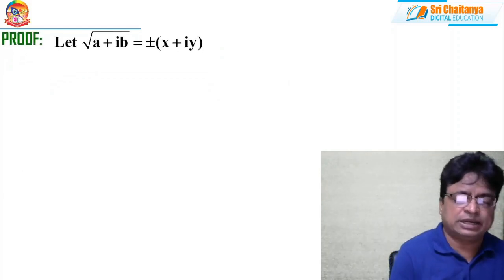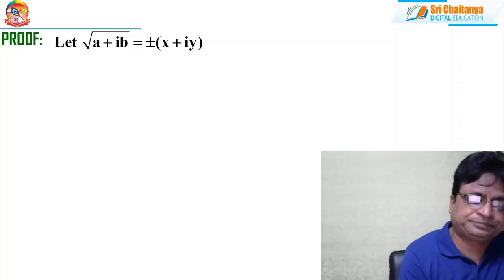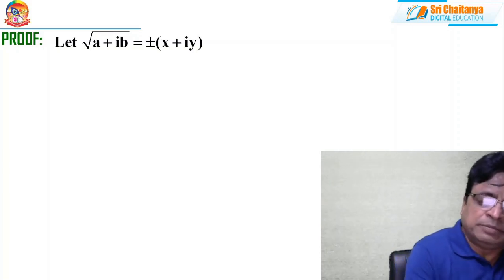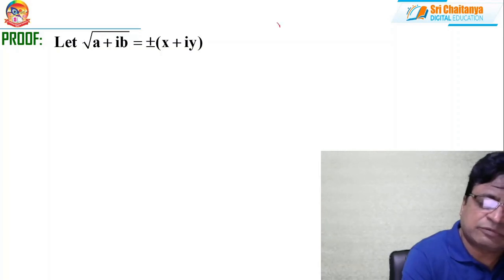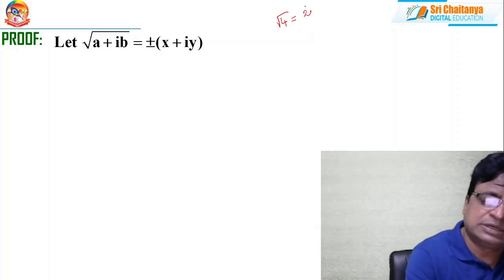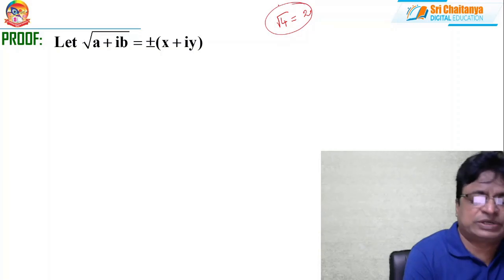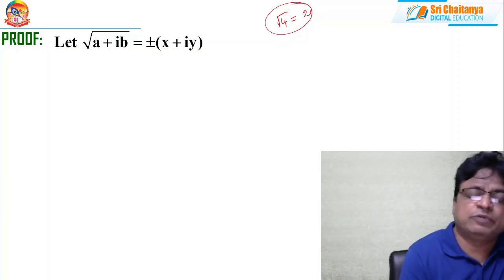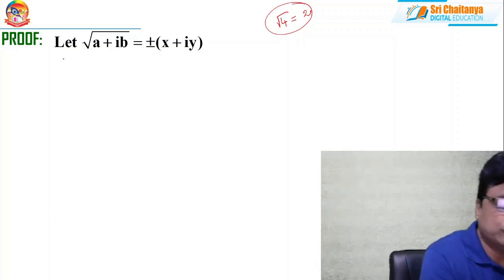First you take square root of a plus ib is equal to plus or minus (x plus iy). Because for real numbers one can say that square root of 4 is equal to 2 only, not plus or minus 2. Whereas in complex numbers it is not possible. That's why for square root of a plus ib we are considering that as plus or minus (x plus iy). So what to do? Squaring on both sides.